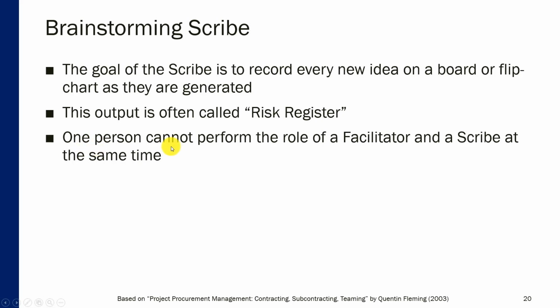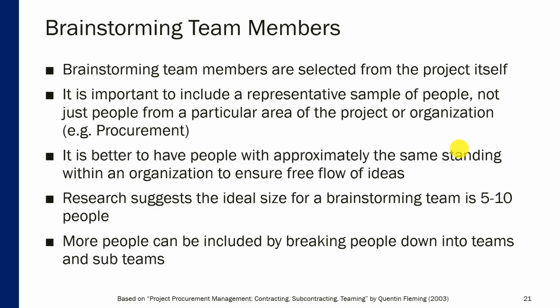Obviously, it's hard for one person to perform the role of a facilitator and a scribe, so you need to have at least two different people performing it. Maybe you can have four people. Two people appointed as scribes, with one person taking all notes, and one person specifically identifying risks and capturing them on a whiteboard.